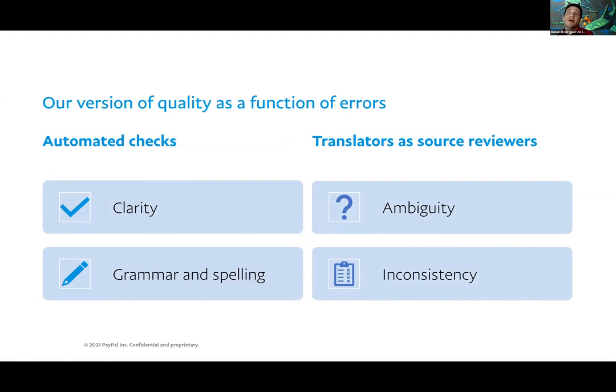So there's value in counting and categorizing errors. As a matter of fact, I think there's value in knowing how many linguistic defects there are in your content. So we do our own version of measuring quality as a function of errors. We do this in two ways. One is through automated checks.